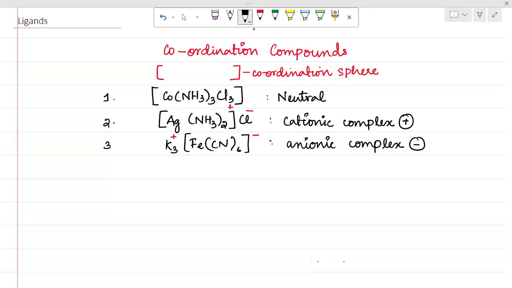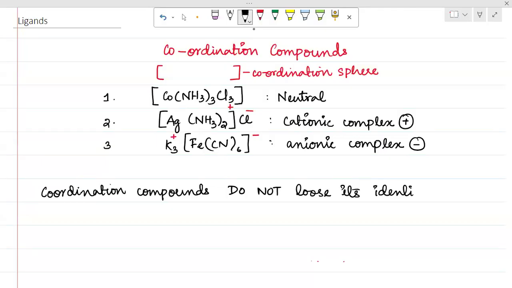Now the basic definition of a coordination compound: the moment you put these coordination compounds into water, they do not lose their identity. Please note it down. Coordination compounds do not lose their identity in aqueous solutions.